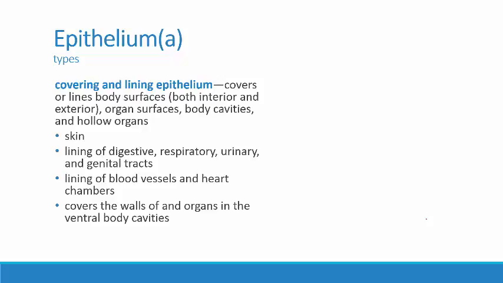So among the epithelia are the skin, and the lining of the digestive, respiratory, urinary, and genital or reproductive tracts. They line all of the blood vessels and all the chambers of the heart. And they cover the walls of the organs of the ventral body cavities. So we see epithelial tissues scattered throughout the body, and they're always at a surface somewhere.